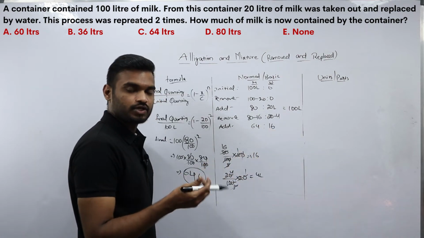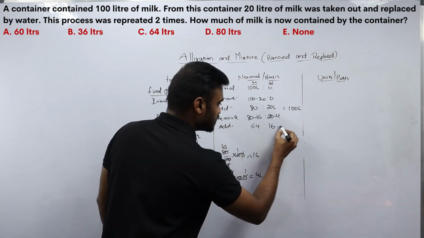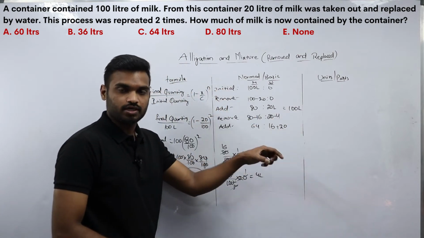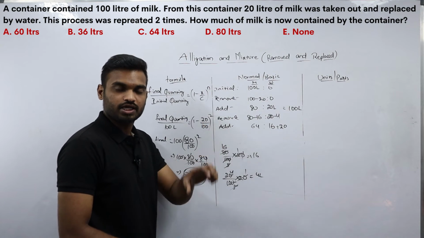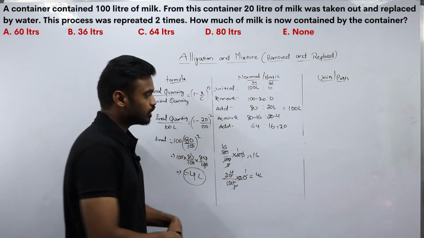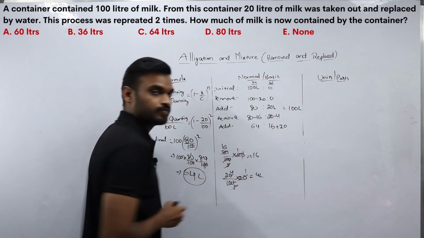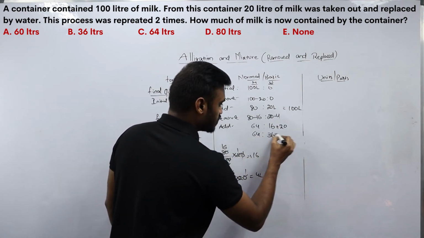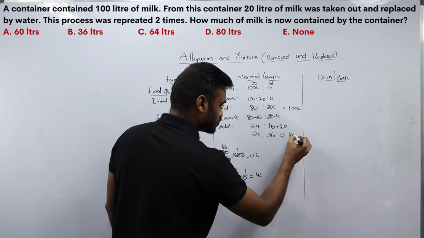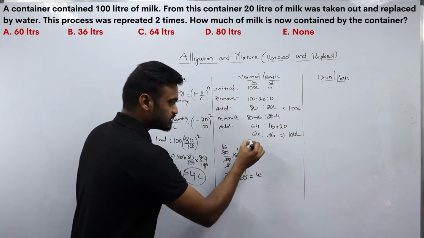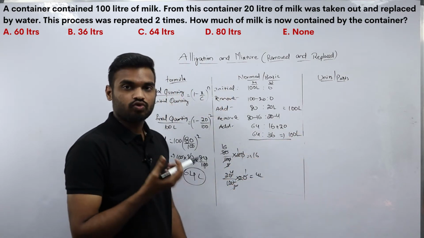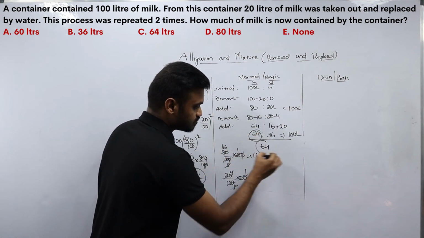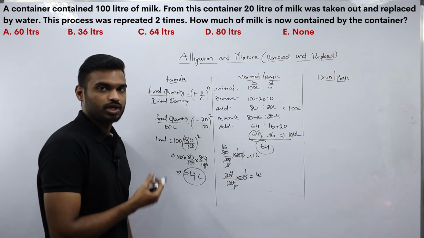Now we are adding again 20 liters of water. So 16 plus 20. Here we are removing 4 liters of water from that 20 liters and again we are replacing the same quantity of water, right? So I am adding 20 liters to this 16. So I will get 64 is to 36. The total quantity will be again 100 liters only. This is the final quantity, and the total quantity of milk in the final quantity is 64 liters. In this way we will solve by the normal or basic method.